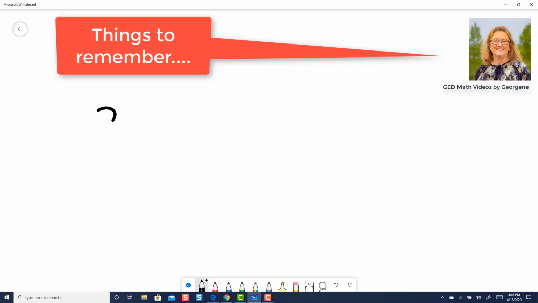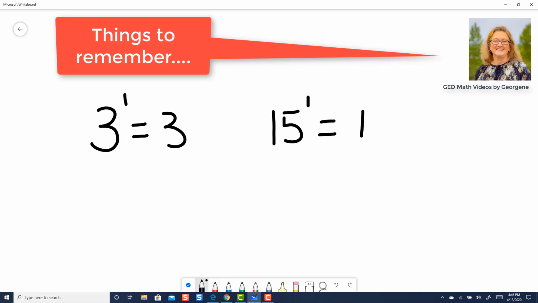Any number raised to the power 1 is itself. For example, 3 raised to the power of 1 equals 3. Or 15 raised to the power of 1 equals 15.